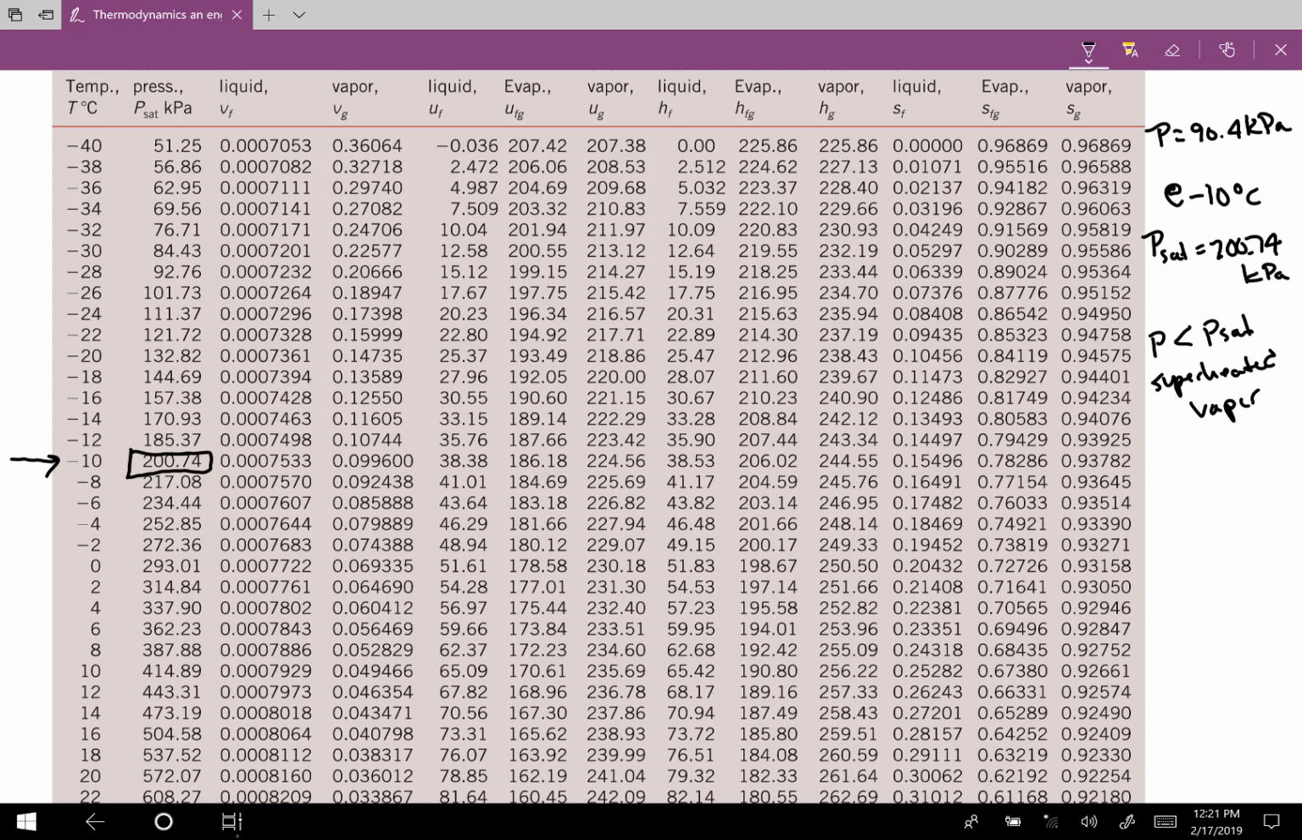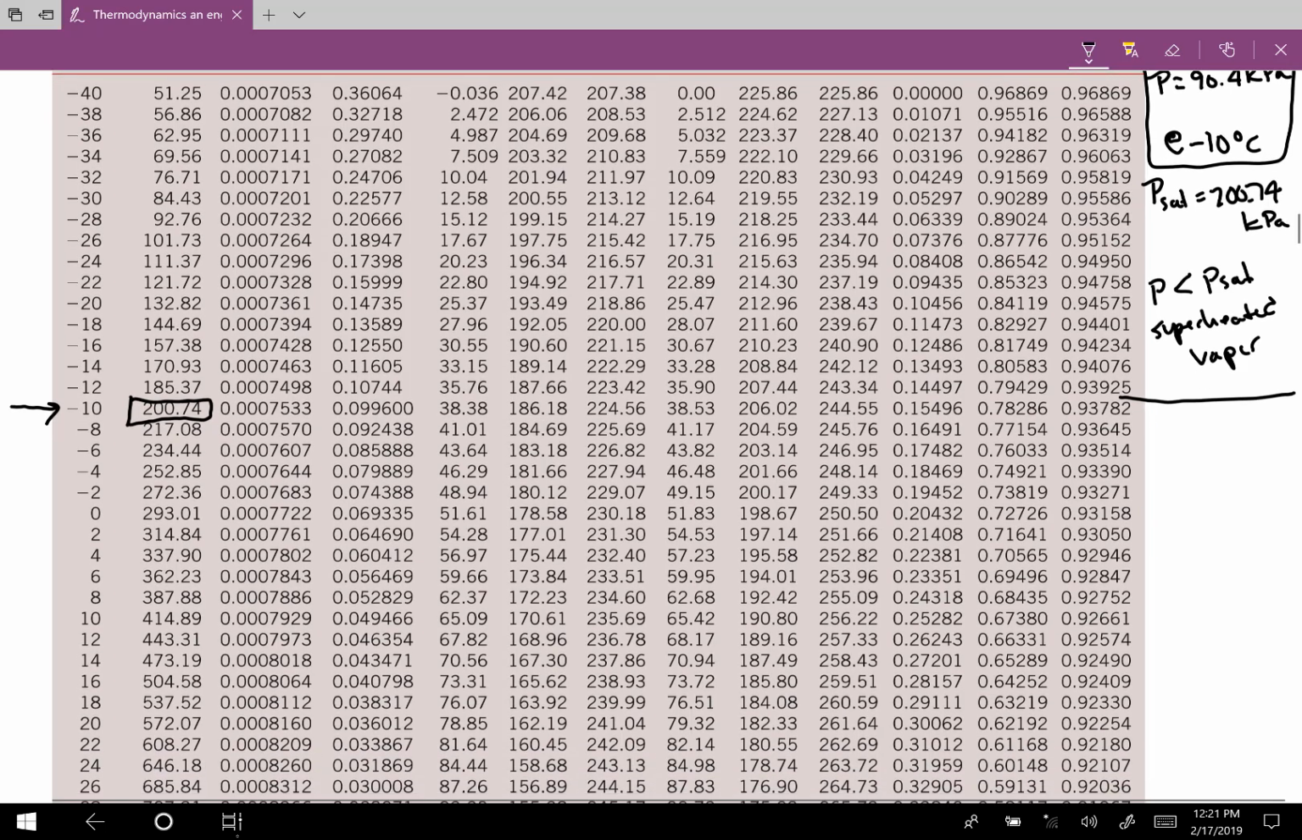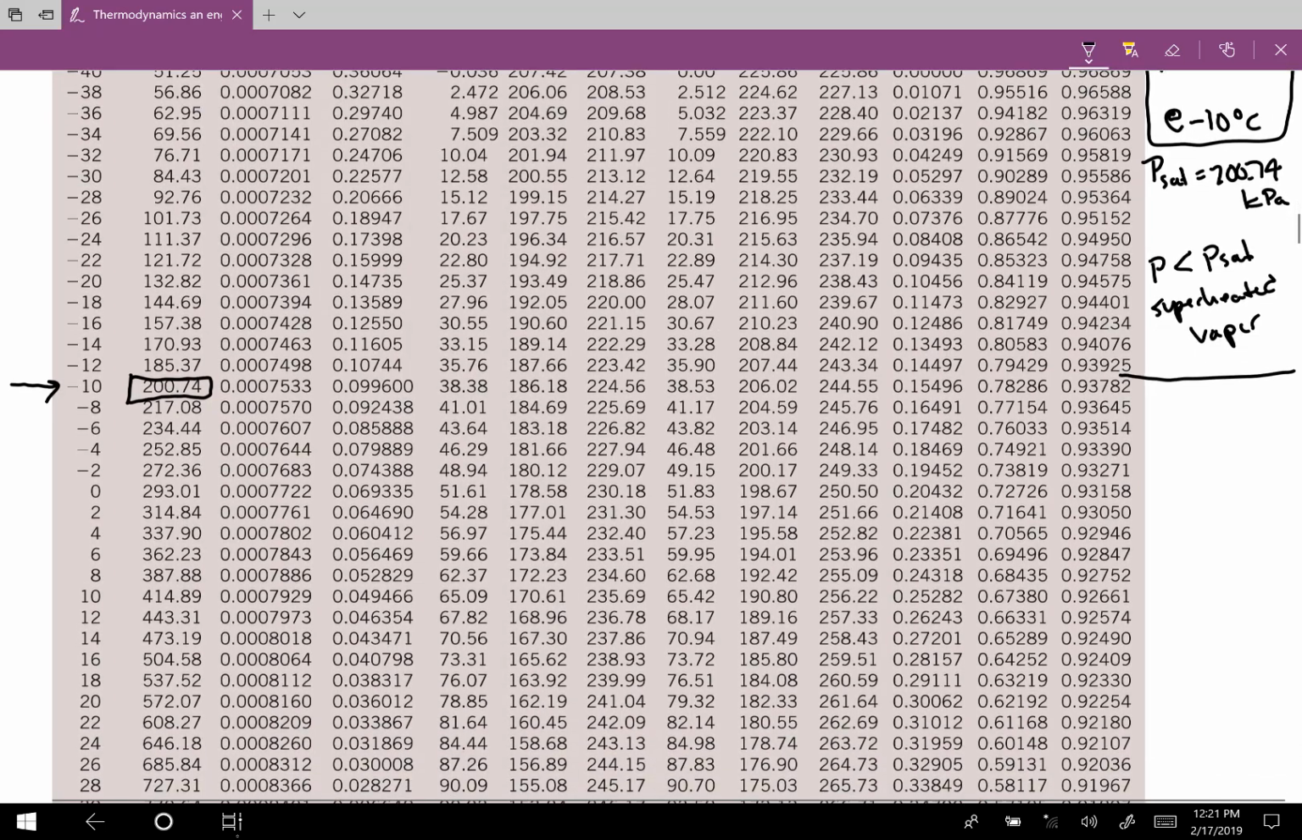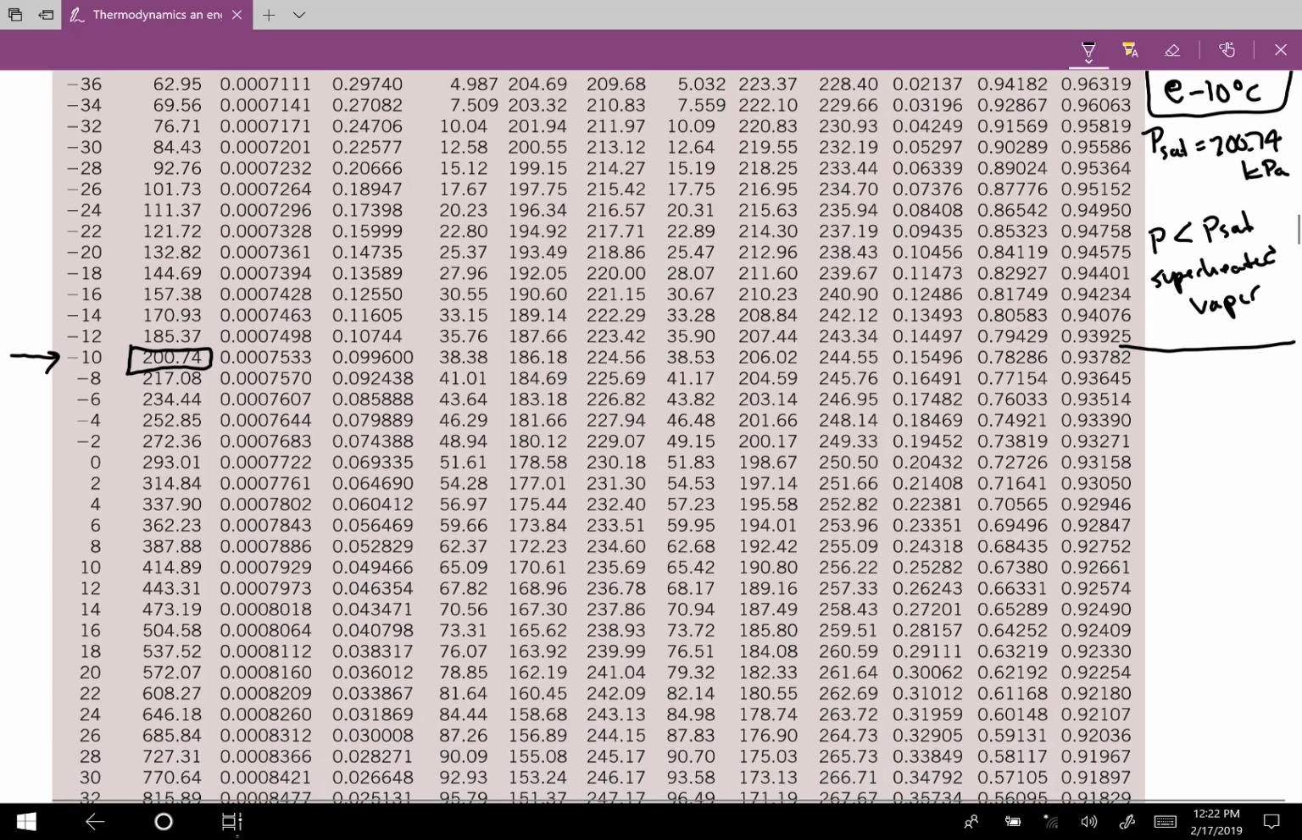So that means that we're going to look up the specific volume for this temperature and pressure, the negative 10 degrees and the 90.4 kilopascals. We're going to look that up on the superheated vapor table. But before we go to the superheated vapor table, let's just look at what we have for the second state.